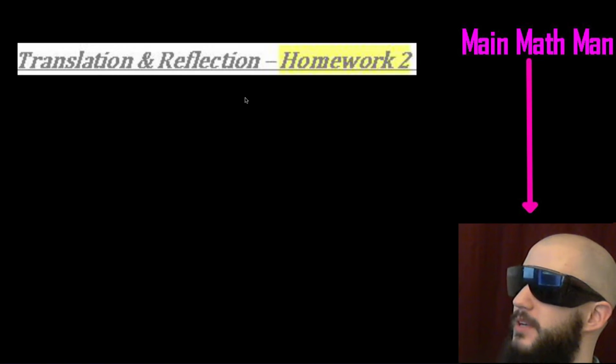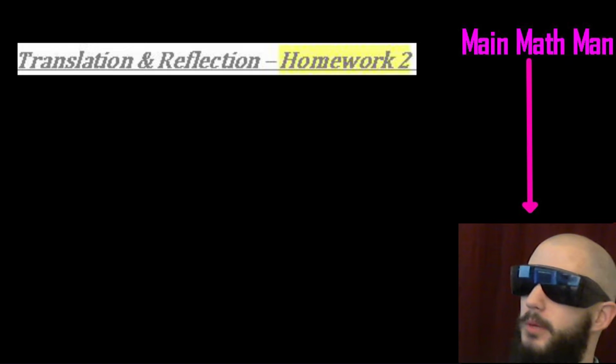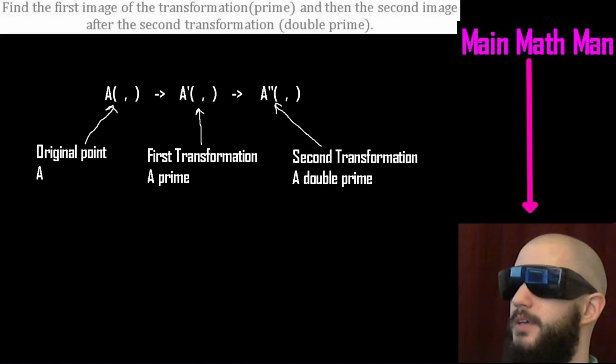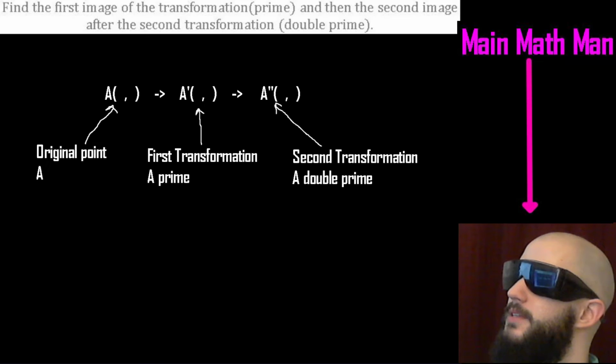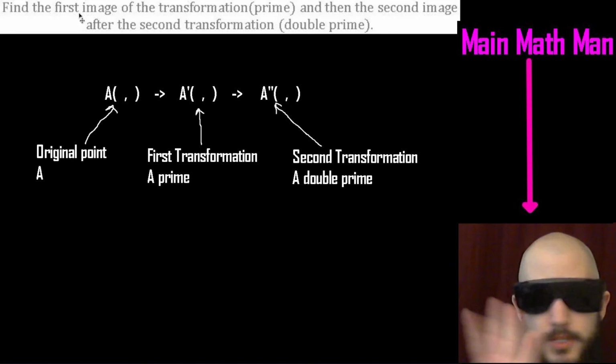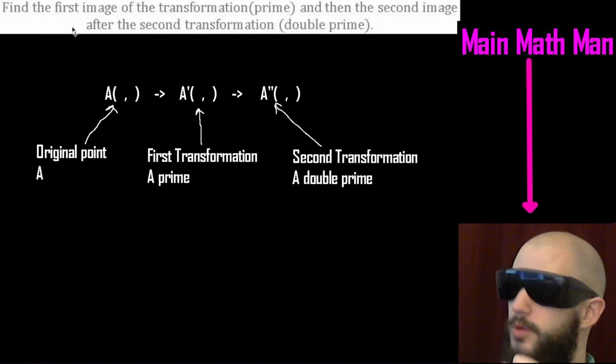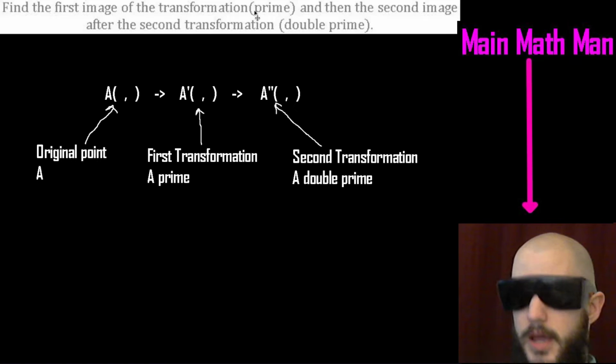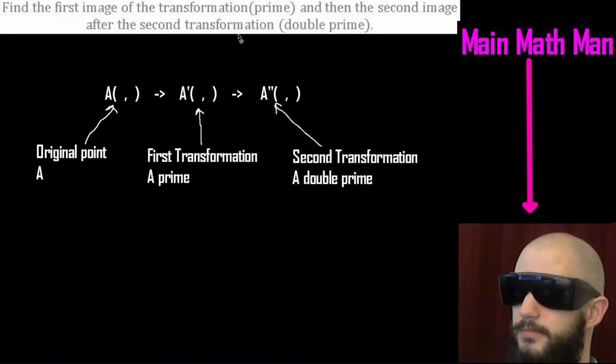And what I'm going to quickly do is go over this translation and reflection homework number 2. So for the first one, in the directions, let's always read the directions and make sure you know what you're doing. It says find the image of the transformation, the prime. So after the first transformation, prime.